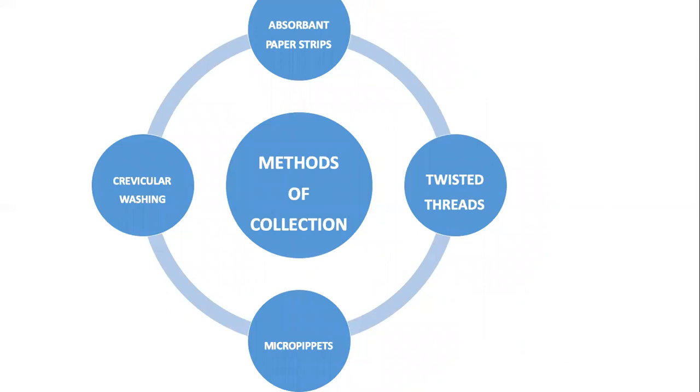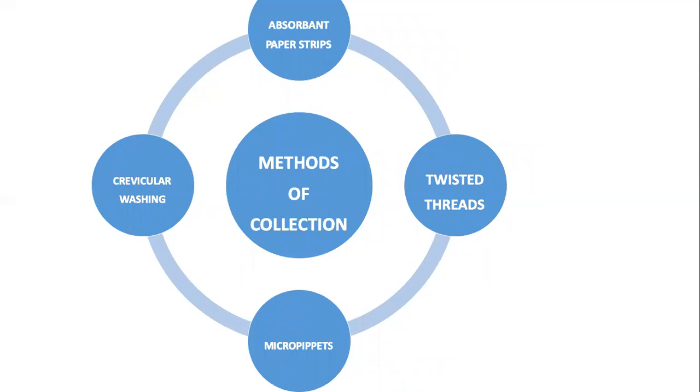Now, next is method of collection of GCF. As I've already told you, very little amount of GCF can be seen in non-inflamed condition, and slightly more GCF can be seen in inflamed conditions. It has to be technique sensitive, and expertise is needed to collect the GCF, because it might get contaminated with saliva. It is not at all easy to collect GCF. So there are specific techniques for collection of GCF, like absorbent paper strips, twisted threads, micropipettes, crevicular washing.